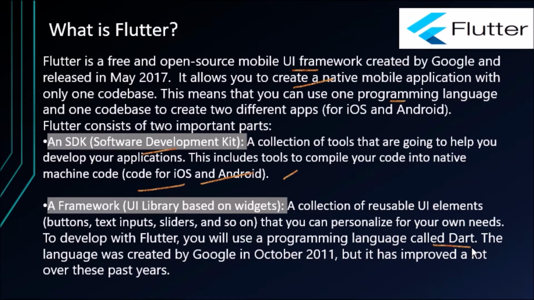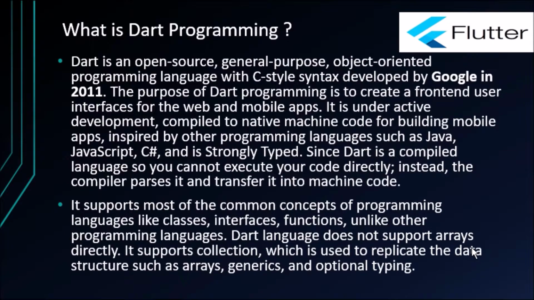Okay, so guys, it's all about Flutter introduction. Let's move further. Next question, what is Dart programming? Answer. Dart is an open source general purpose object oriented programming language with C style syntax developed by Google in 2011. Okay, the purpose of Dart programming is to create front-end user interfaces for the web and mobile apps. It's under active development, compiled to native machine code for building mobile apps, inspired by other programming languages such as Java, JavaScript, C Sharp, and is a strongly typed language.